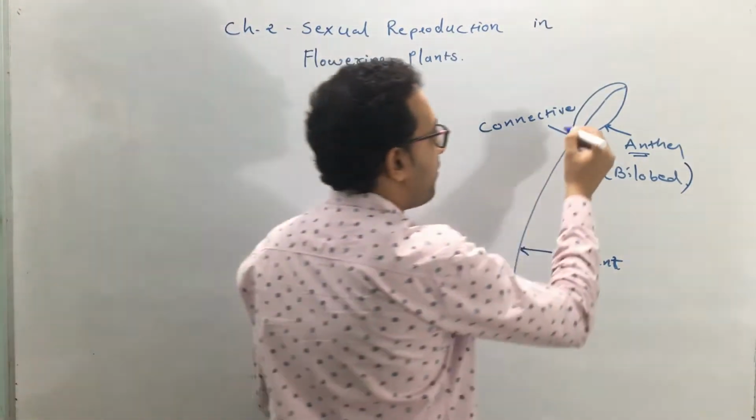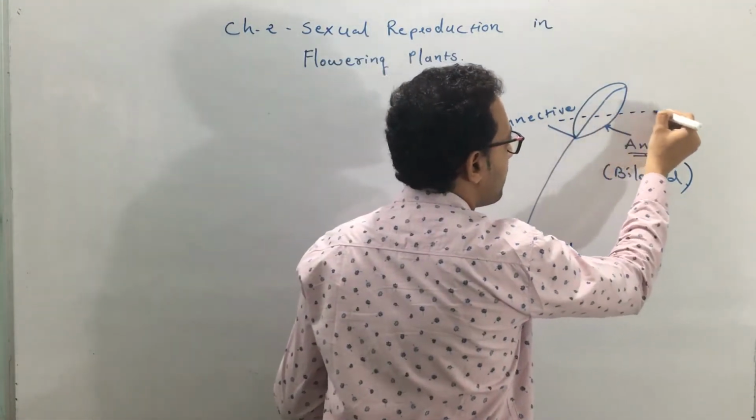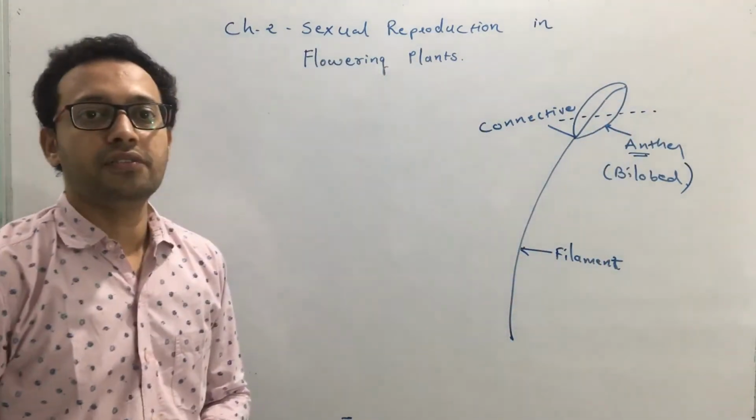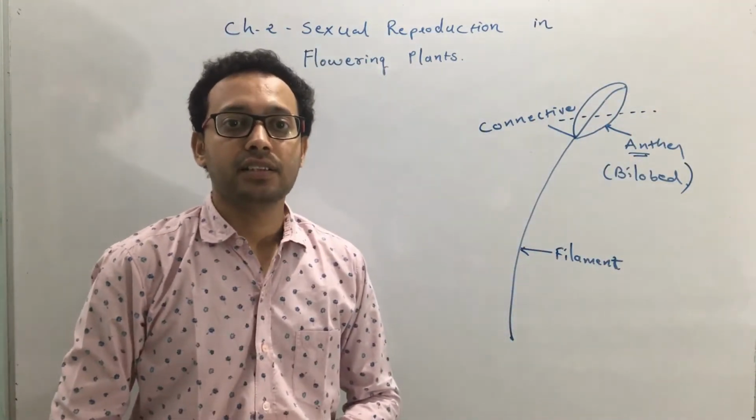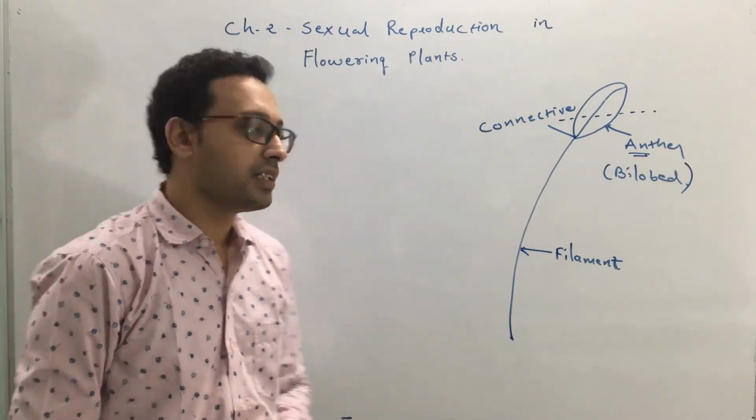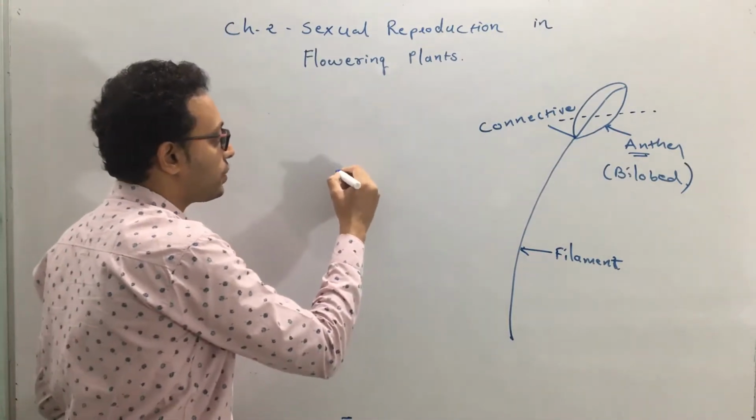Now, if I take a transverse section of this anther, then how does the anther look? If I take a transverse section, it looks like this.